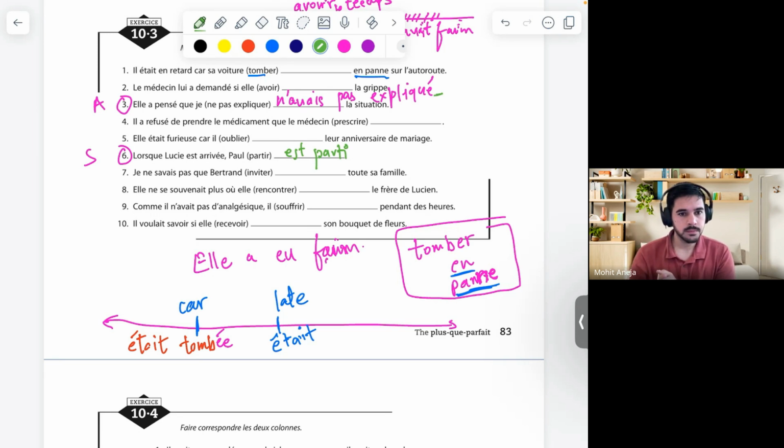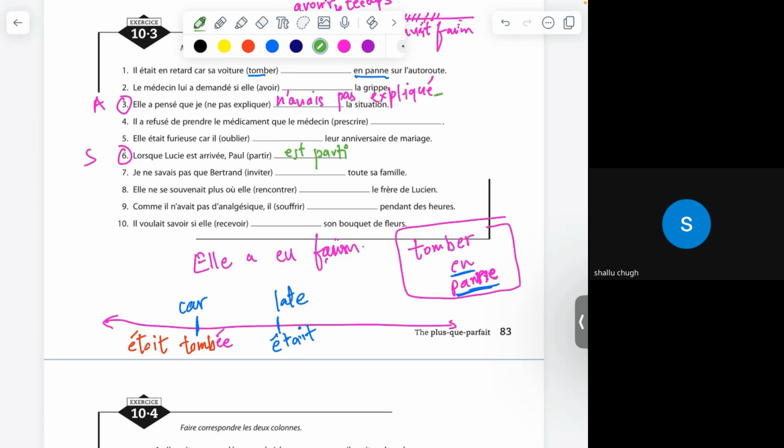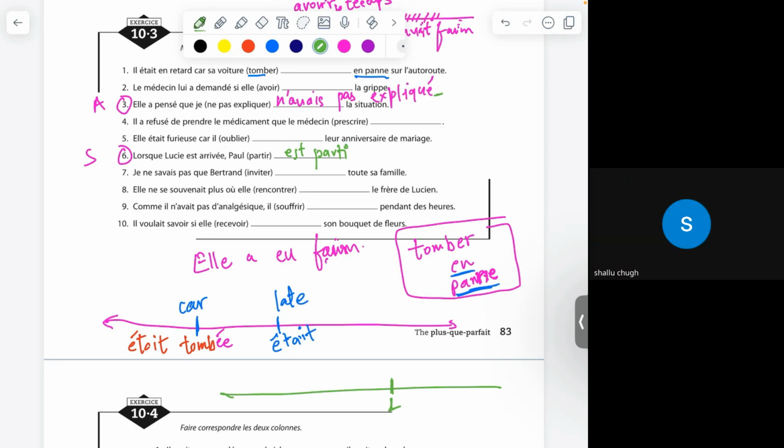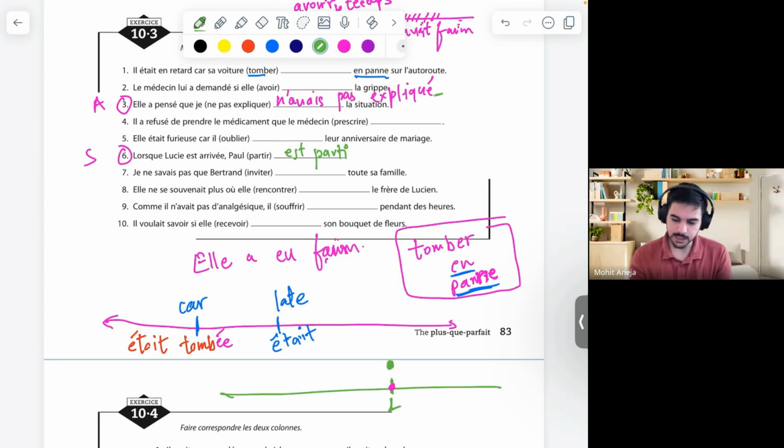So this means when Lucy arrived, Paul left. Lucy arrived. Paul left. So these two events, yes. What's the difference then? Both events must have happened together. When Lucy arrived, Paul left.